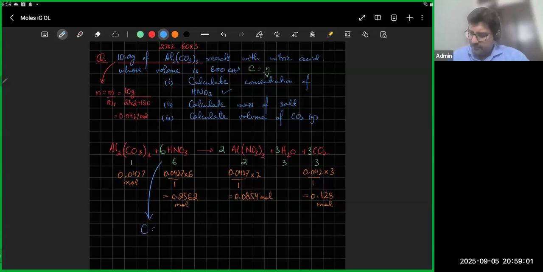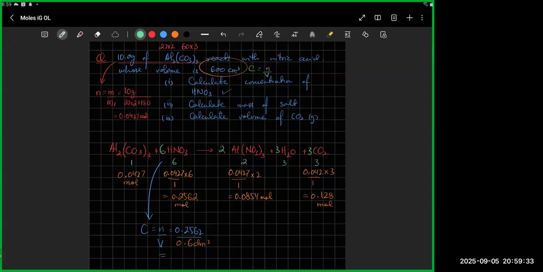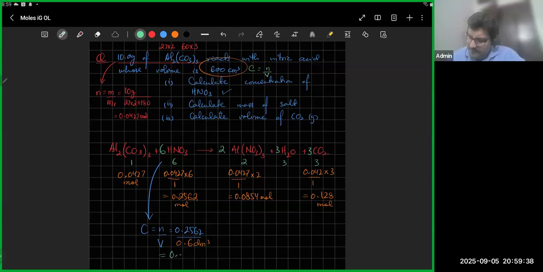Concentration का formula. What is the formula? It's moles over volume, right? I have the moles. It's 0.2562. And the volume is given in the question. It was 600 cm cube, which in dm cube is going to be 0.6. So what is the concentration that we're getting? 0.427. वापस आ गया 0.427.